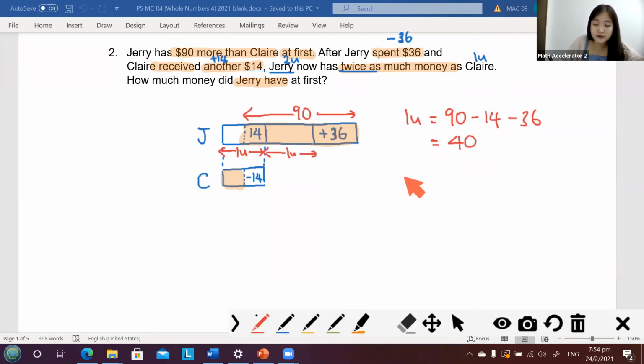Let's find Jerry at first. 1 unit and 1 unit, that's 2 units. Do I need to include 36? Yes or no? Include 36? This is at first. Can you think properly before you answer?